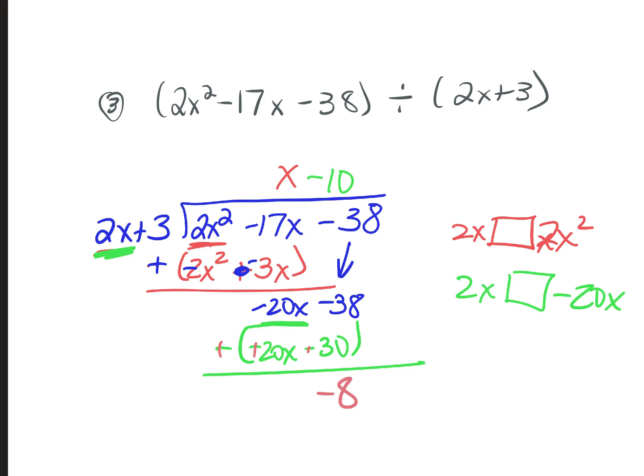Negative 8. And then what happens with my 20s? Do I have anything else left to bring down? So negative 8 is my remainder. So minus 8 over 2x plus 3.